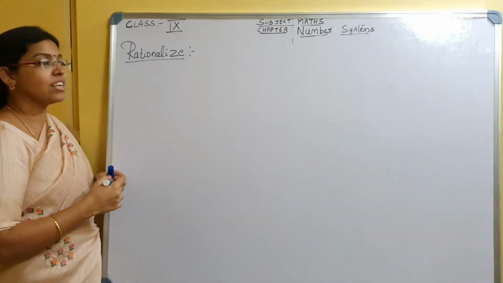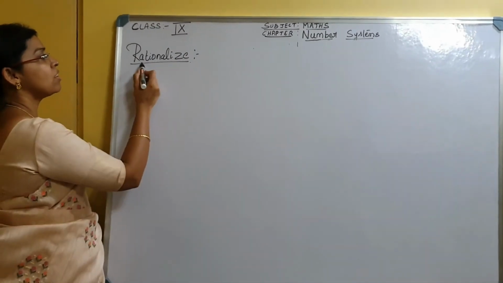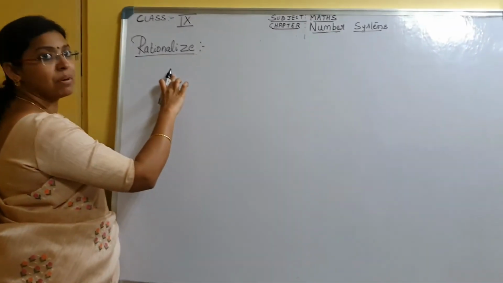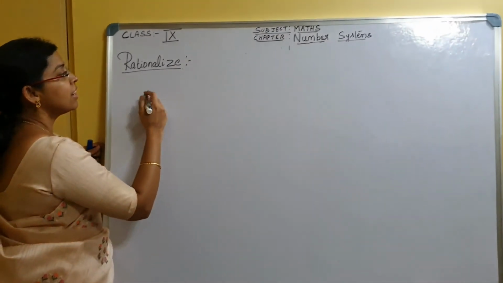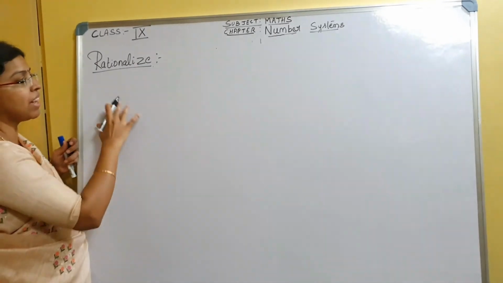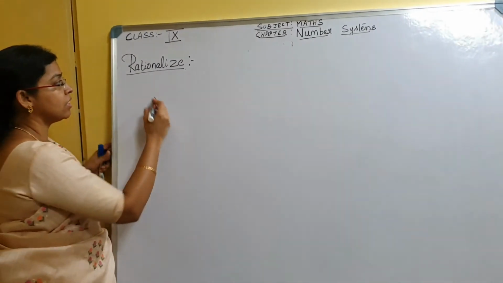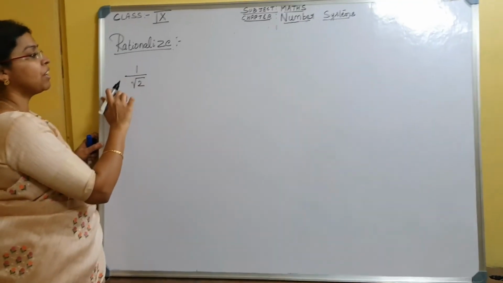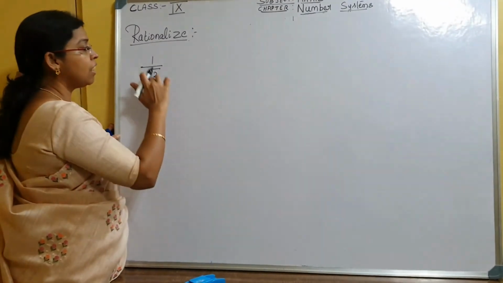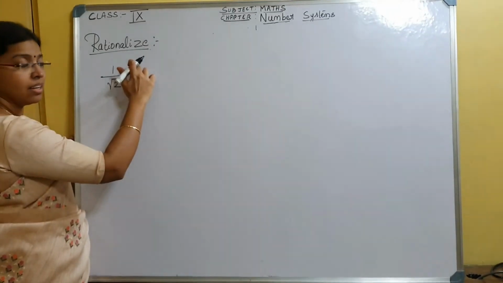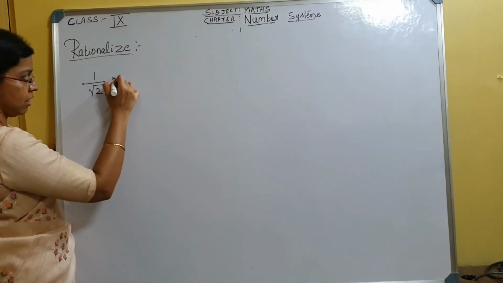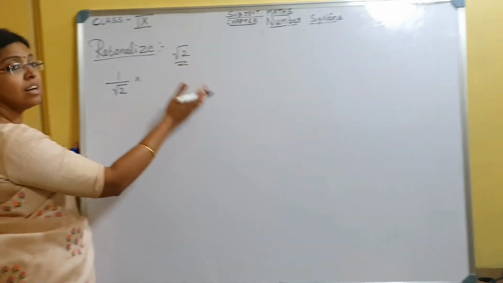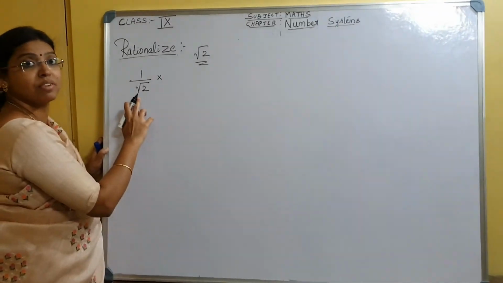With irrational numbers, we have a concept called rationalize. What do we mean by the term rationalize? We rationalize an irrational number because it is easy to represent it on the number line. We have seen how root 2 and root 3 can be represented. When we have a number like 1 by root 2, this is difficult to represent on the number line. If the irrational number is in the numerator, just root 2, we know how to represent that on the number line. 1 by root 2 is difficult to represent.